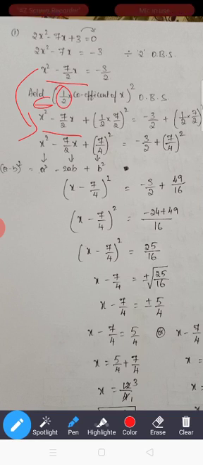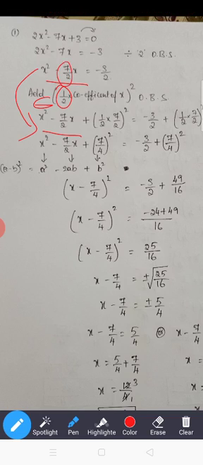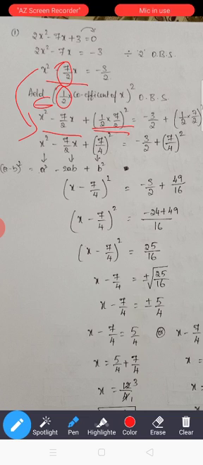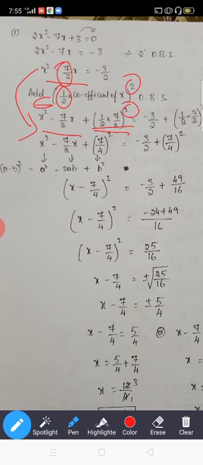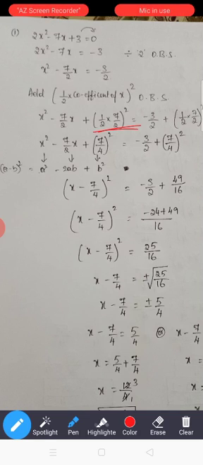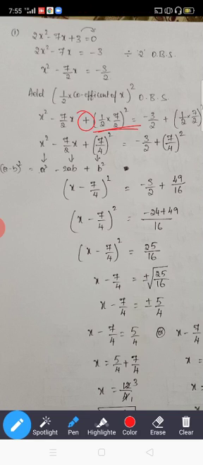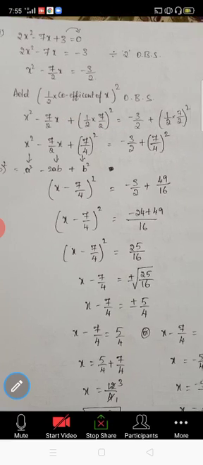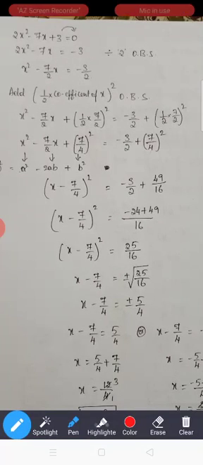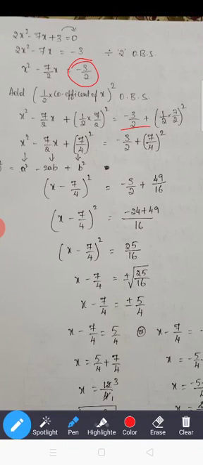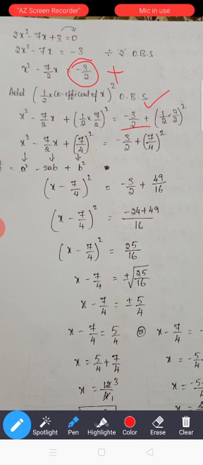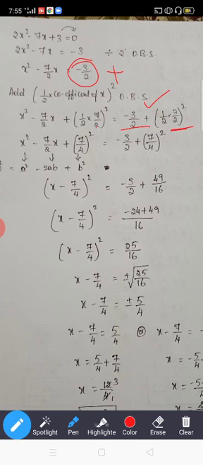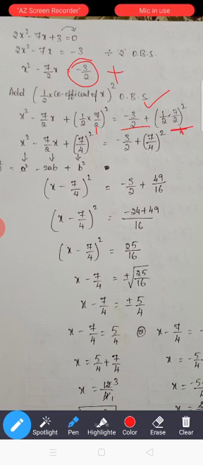Half into the coefficient of x is how much here? 7 by 2. So half into 7 by 2 whole square, that you have added here. Similarly, come to the RHS. Same thing you're supposed to do. Minus 3 by 2 as it is, you write minus 3 by 2 plus half into 7 by 2 whole square, because you're supposed to add on both sides.